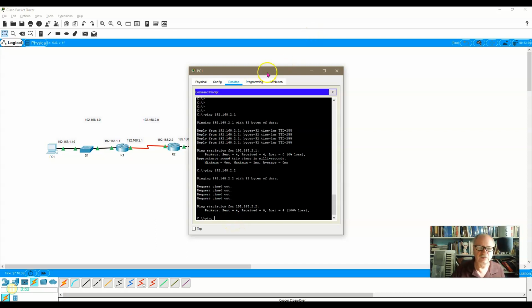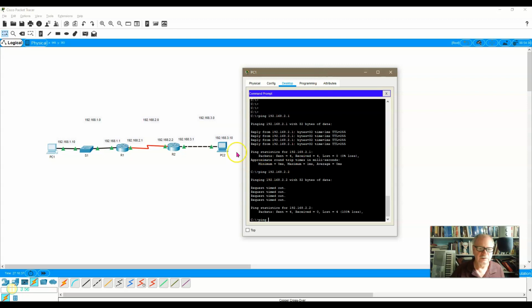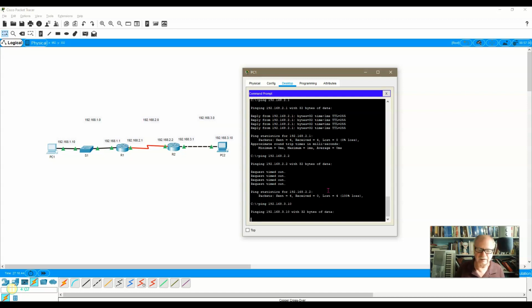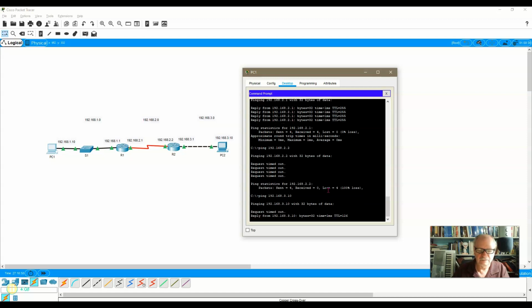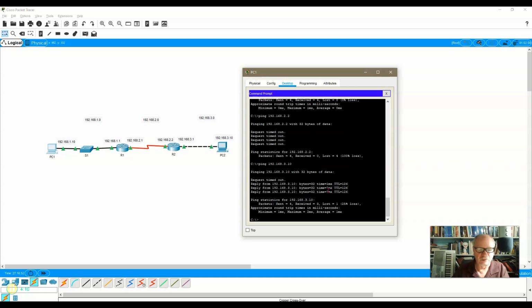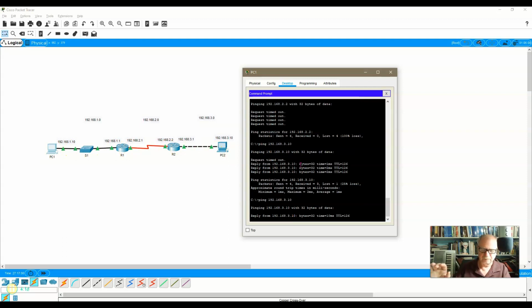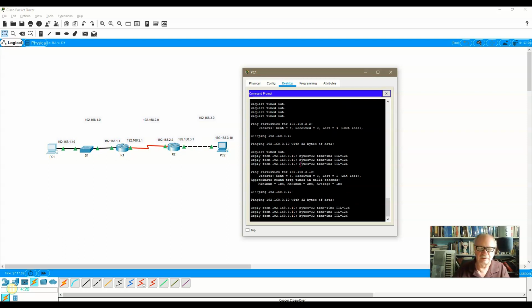Let's ping over to 192.168.3.10. Well, it appears nothing's happening. There it is. Now, what happened? Well, it took some time for everything to converge. There's a lot of other stuff that's going on. If we did it again now, we should get them all right away.